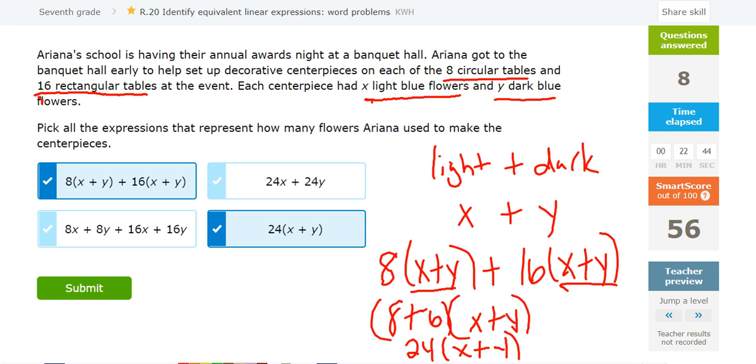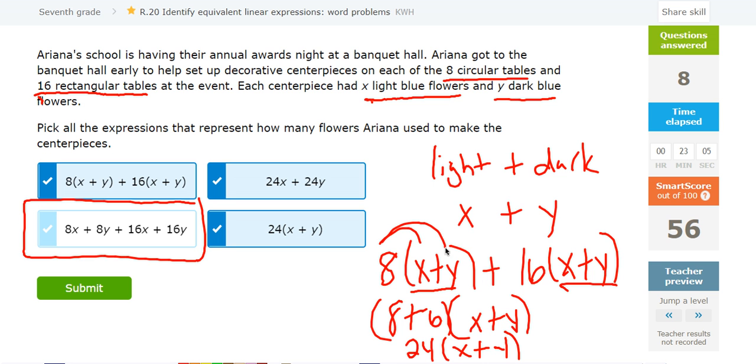I also could have said, if you have 24 X plus Ys, that means you have 24 X's and 24 Y's, which means this is another one. And ultimately, why is this last one also probably an answer choice? Well, if you had 8 X's and 8 Y's and then 16 X's and 16 Y's, that gives you this exact answer choice here. So in reality, all of these were equivalent expressions. It is important that you analyze each of the expressions to see which ones would fit.